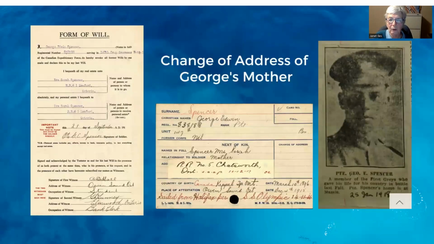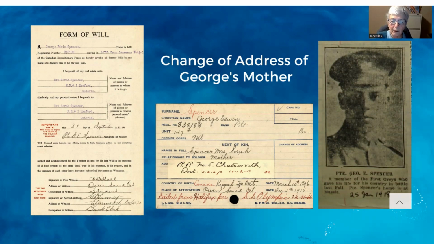I looked at George's military records to see what kind of information it included, because I had a sense that he had moved often in his life. And his military record includes his will. His next of kin is his mother, Mrs. Sarah Spencer, RR number 1 in Meaford. So that matches up with Elmhedge.